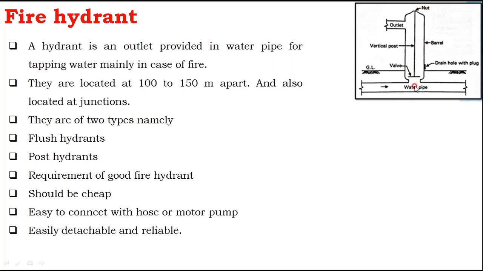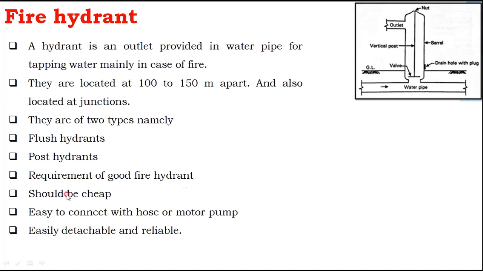Its arrangement you can see here. This is a pipe, the water pipe or supply pipe, and this is connected to that pipe. Here one valve is there and here one nut is there. You rotate this nut, then this will lift up. When this lifts up, the water will come here and it will be pumped. You can put a pump here if you want high velocity, or if the distribution system itself is made with high pressure, then you will get a high pressure at the outlet. Okay, these are fire hydrants. There are two types. They are called flush hydrants and post hydrants. You can go through that one.